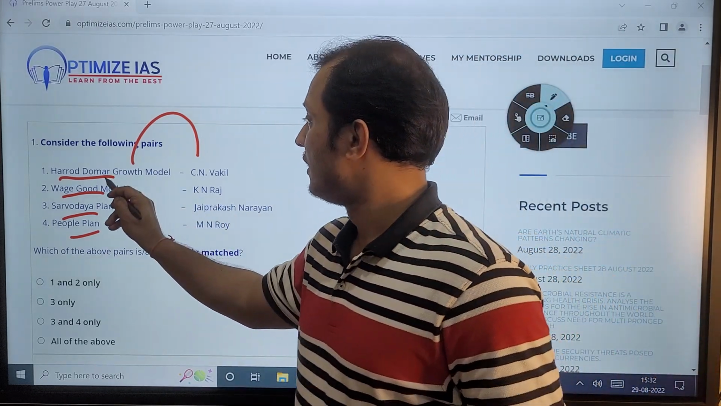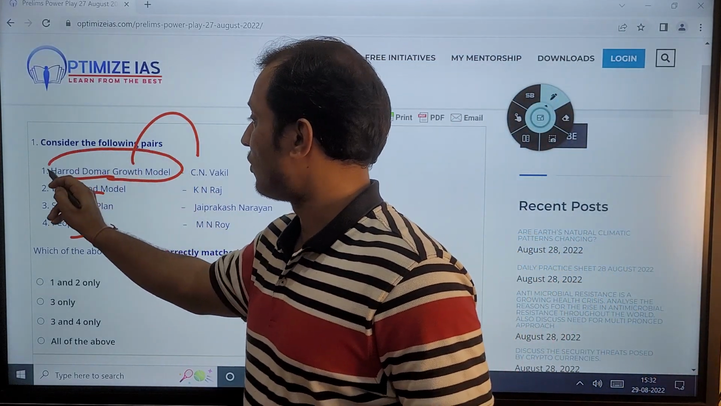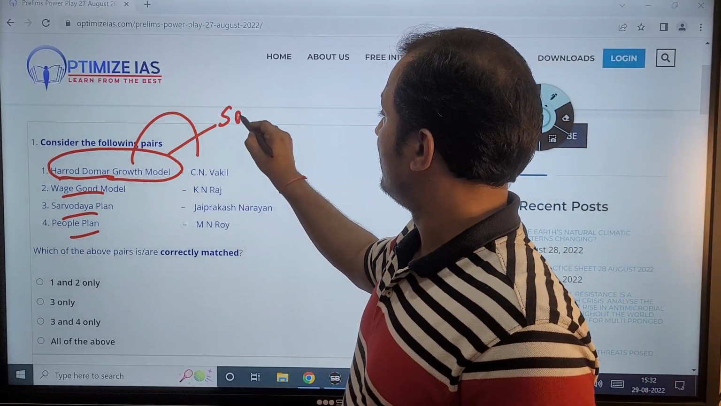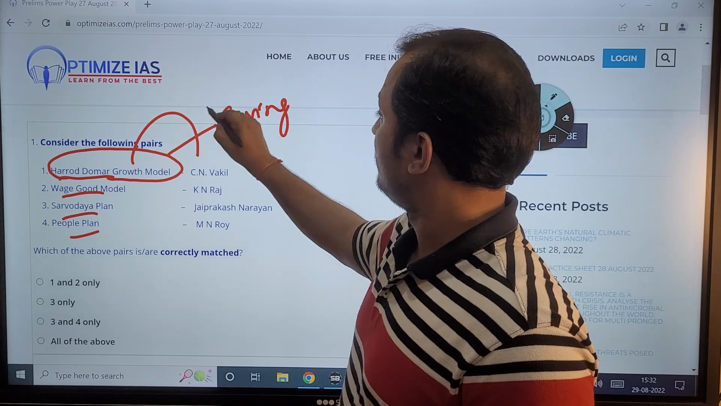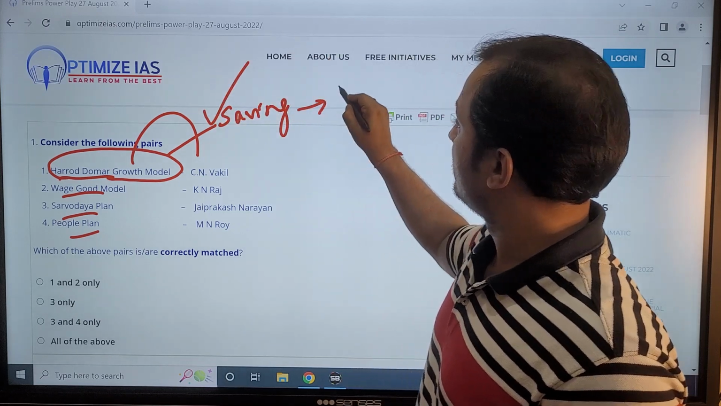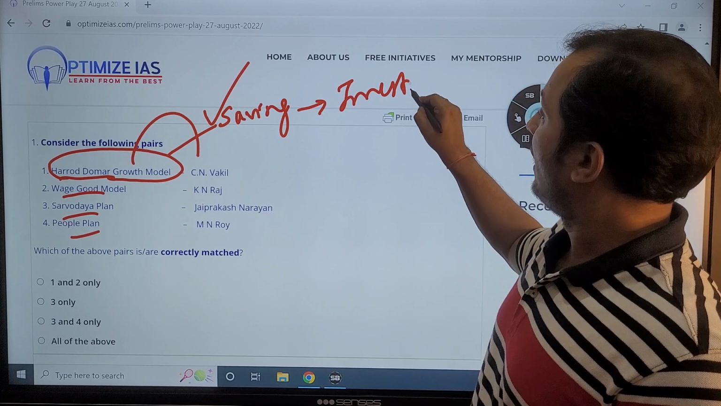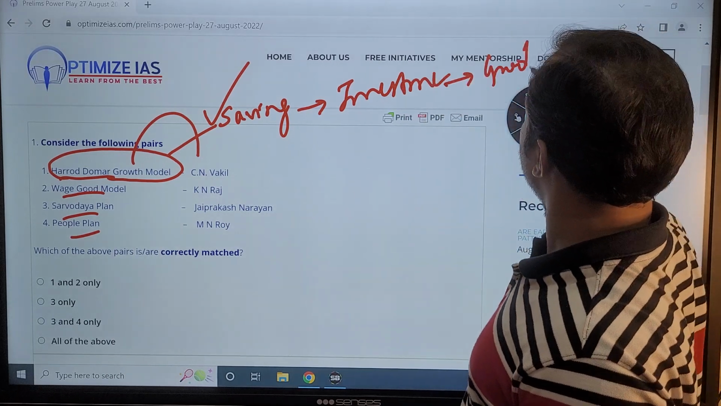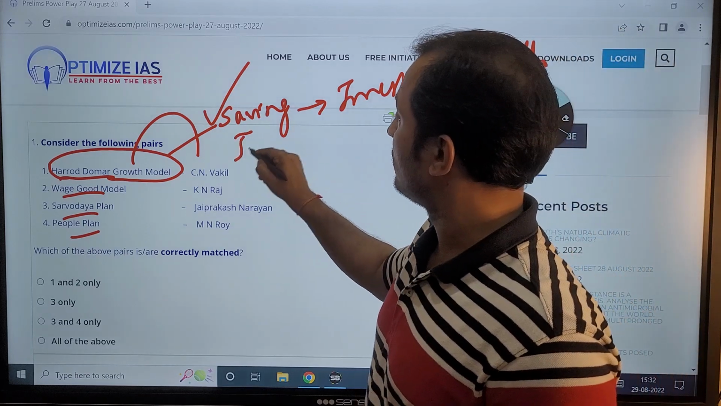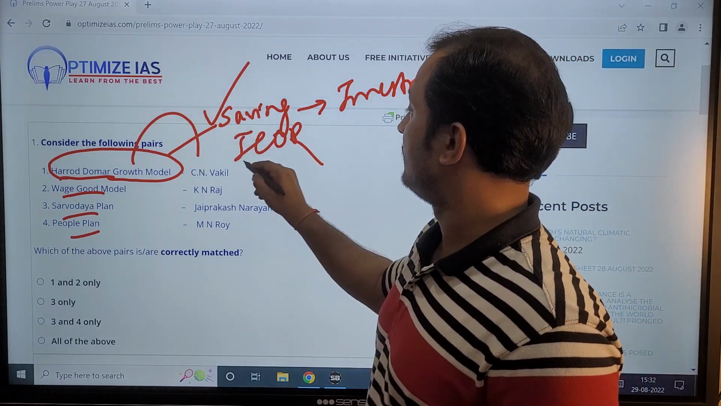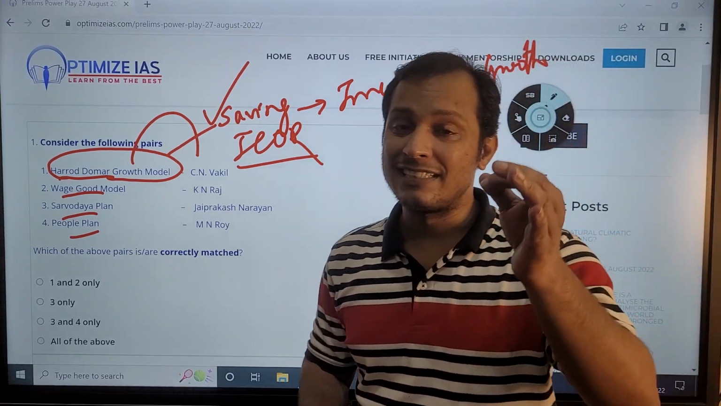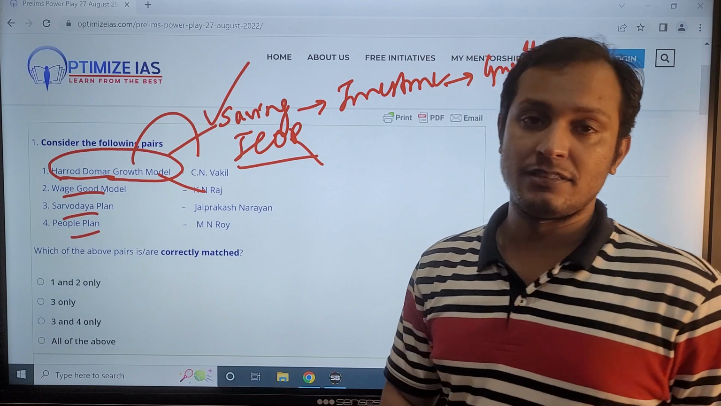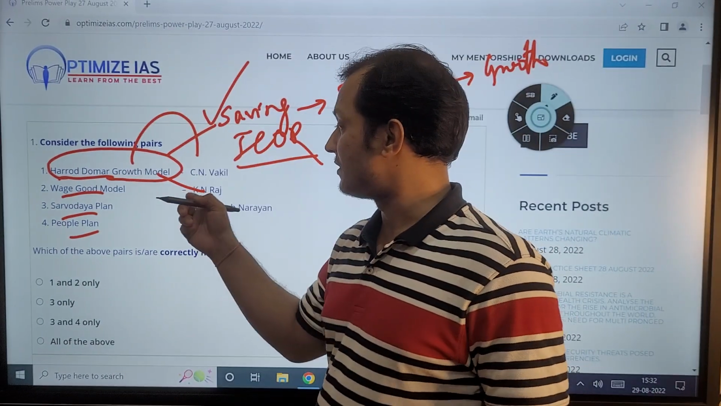So the first model is the Harrod-Domar growth model. This model basically was about what? Savings and investments. If we increase savings, those savings will be converted into investments, and these investments will convert into growth. This model also gave emphasis on ICOR, which is the incremental capital output ratio, decreasing the ICOR. And this model was given by the economist K.N. Raj.